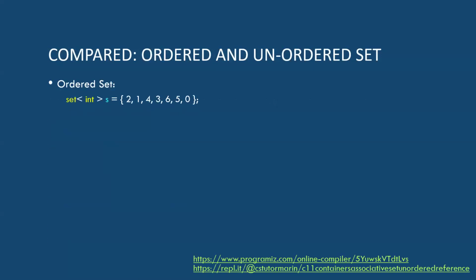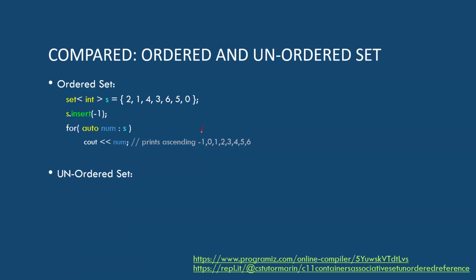So let's just compare. Here's our ordered set. We saw this last time. Here's a bunch of numbers that are going to go into the set, and they're going to automatically order themselves. So if I insert a -1 and then I iterate using my range-based iterator, I'm going to see the -1 come out first because sets automatically create this ordering. And underneath that, there's something like a binary tree under there.